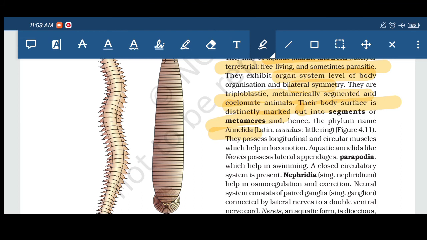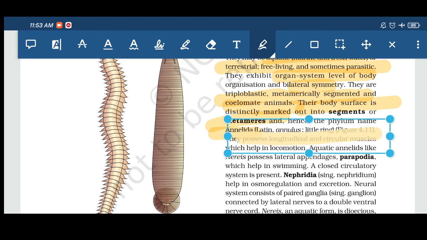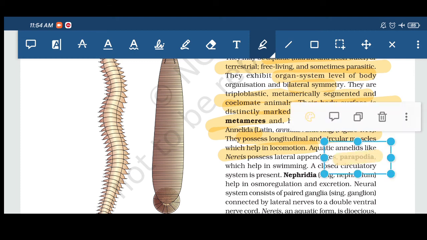In Latin, annulus means little rings. The animals are made up of little rings. So the name Annelida. They possess longitudinal and circular muscles which help in locomotion. Next, aquatic annelids like Nereis possess lateral appendages like parapodia which help in swimming. So parapodia help in swimming.